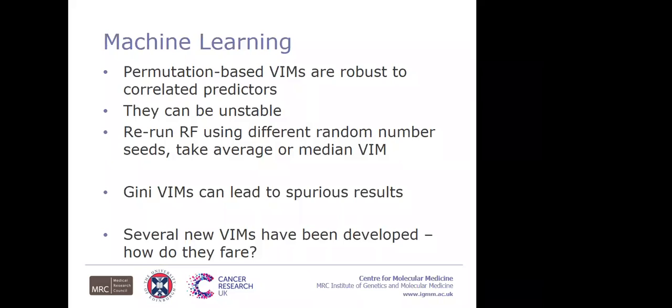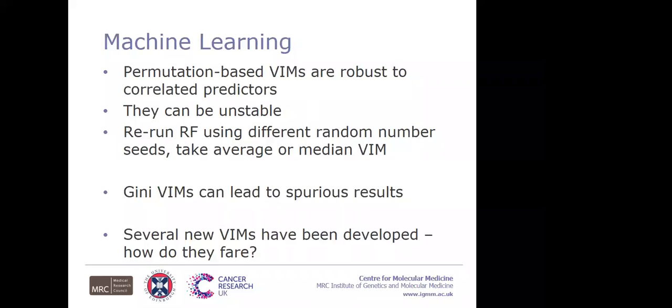So what I do in practice is I simply rerun random forest 500 or 1,000 times on the data set using a different random number seed. And then I take an average of the variable importance measure for each variable over all of the times that I've rerun, in order to get a stable estimate of the variable importance measure.